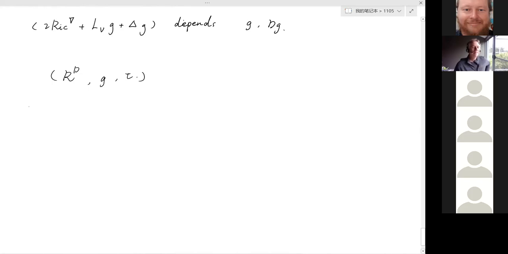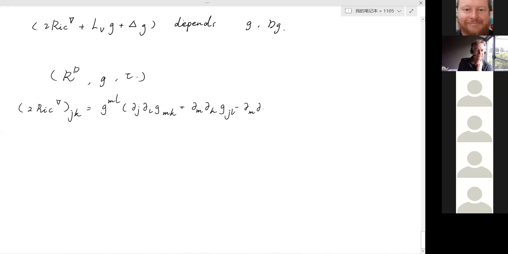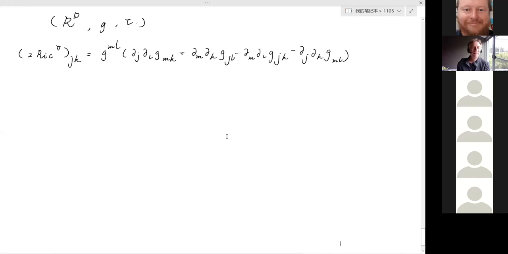In fact, to reach the Ricci R_JK, we know that it should be g^ML partial_J partial_L g_MK. Or maybe there are other lower terms, but we do not write them here. We don't care about the lower order terms.